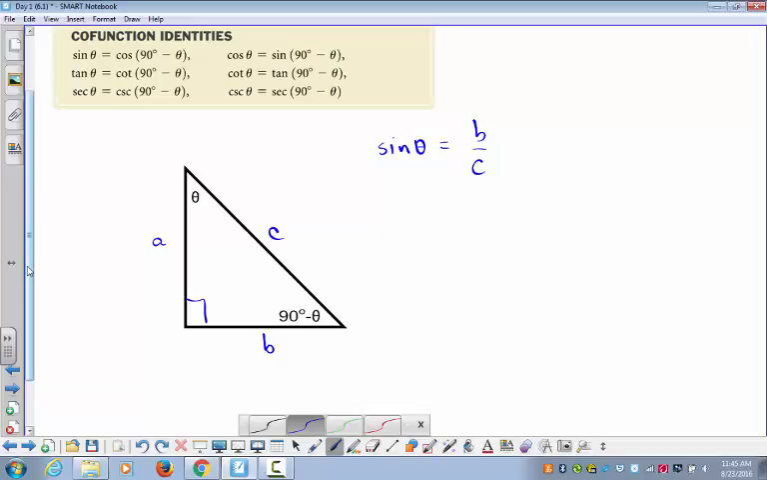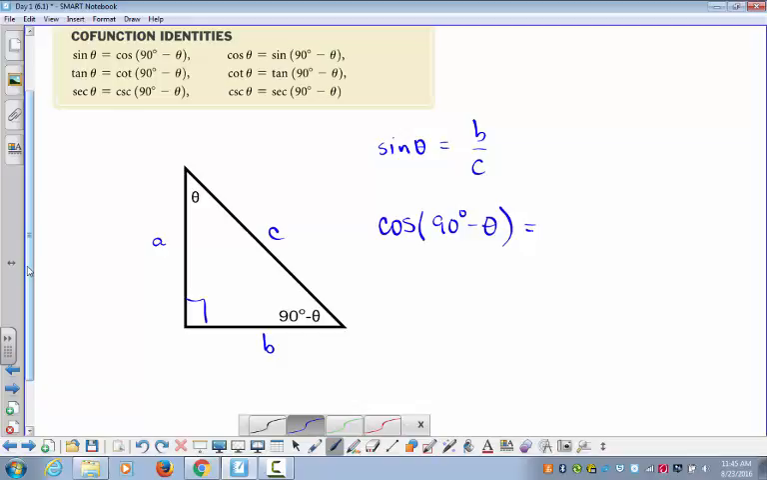Cosine. And what's the complement of theta? 90 minus theta. Right? So let's go to that angle.